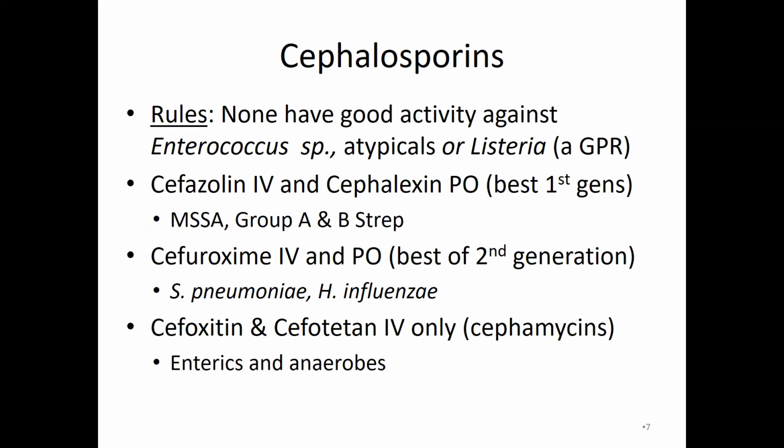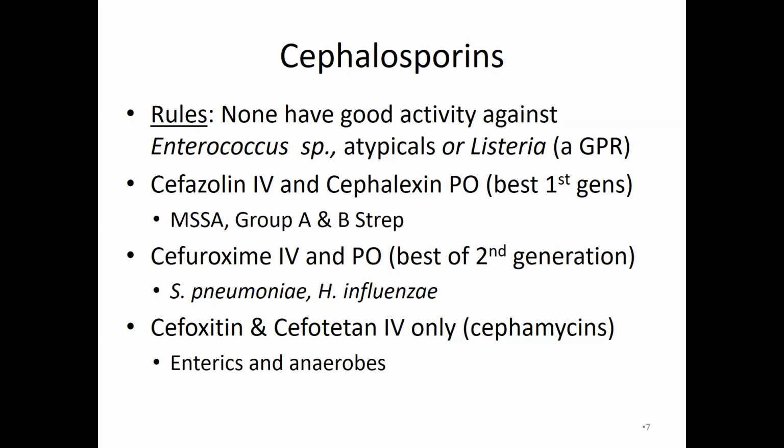In the first generation of cephalosporins is cefazolin or cephalexin, the oral equivalent. These are good for MSSA as well as the beta hemolytic strep, like group A and B. So they're a lot like oxacillin and nafcillin in that regard, but they're a little bit better tolerated. And they do have a little bit of gram-negative activity, and we're not focused on that today. Right now, just think of them as good gram-positive drugs.